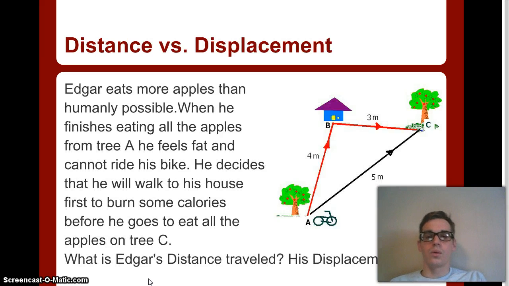Okay, with defining distance versus displacement, let's look at this example. I'll go ahead and read it. Edgar eats more apples than humanly possible. When he finishes eating all the apples from tree A, as you can see where the bike is at, he feels fat and cannot ride his bike. He decides that he will walk to his house first to burn some calories before he goes to eat all the apples on tree C. So what is Edgar's distance traveled and his displacement?